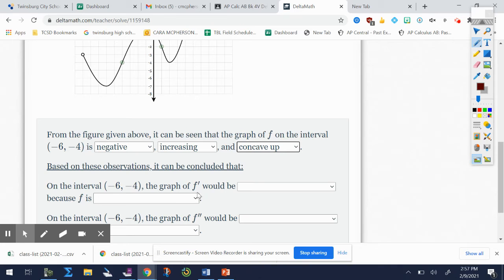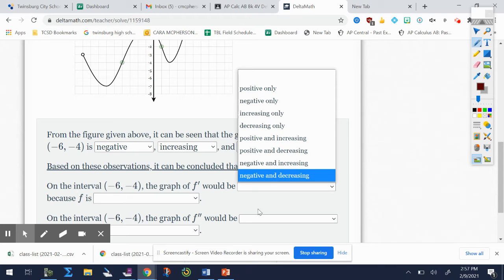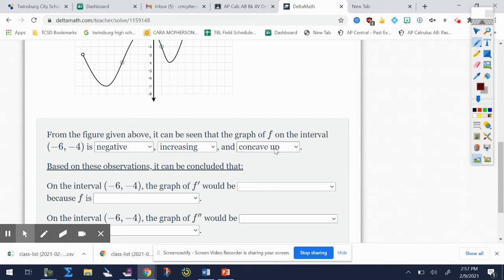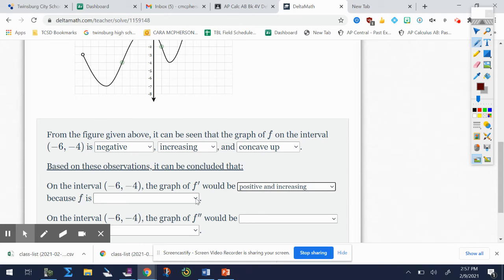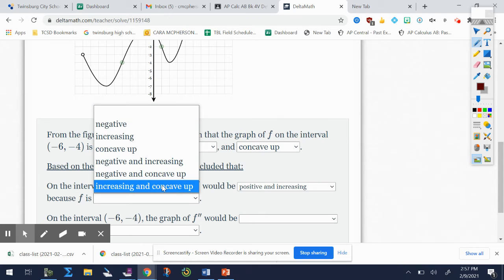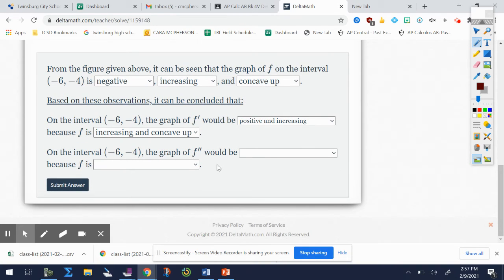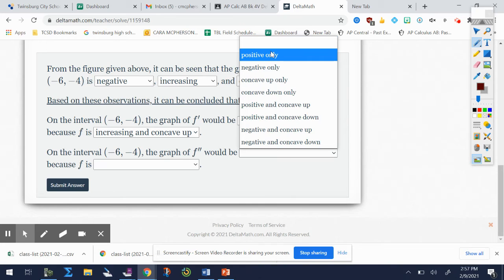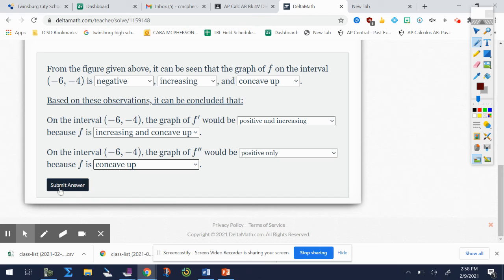Based on that, since f is increasing, my first derivative would be positive. And let me go a step further. Since it's concave up, that means my first derivative would be increasing, because concave up is when the first derivative is increasing. So it's positive and increasing because f is increasing and concave up. On the interval, the second derivative would be positive because it is concave up. And there you have it.